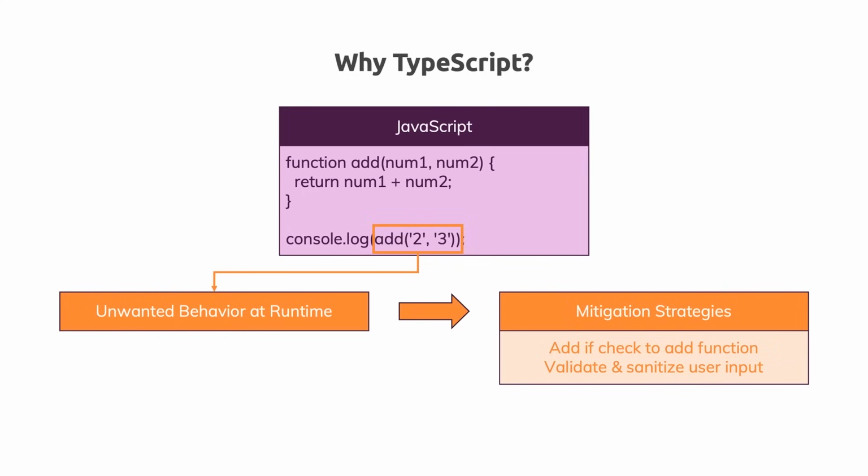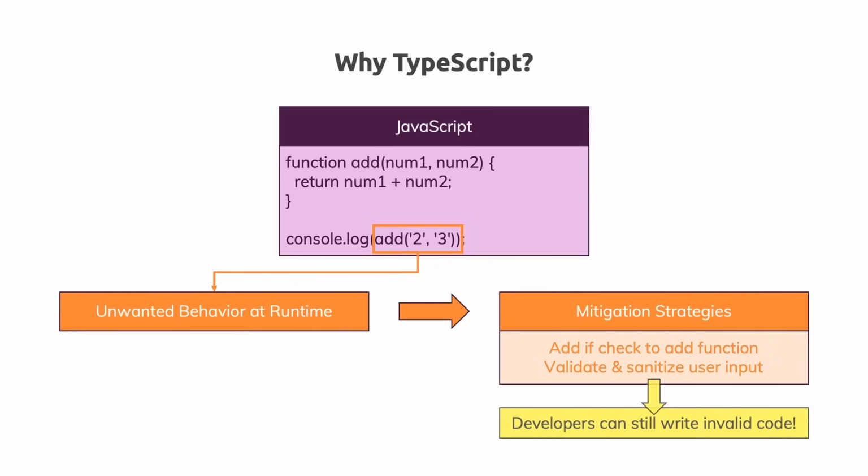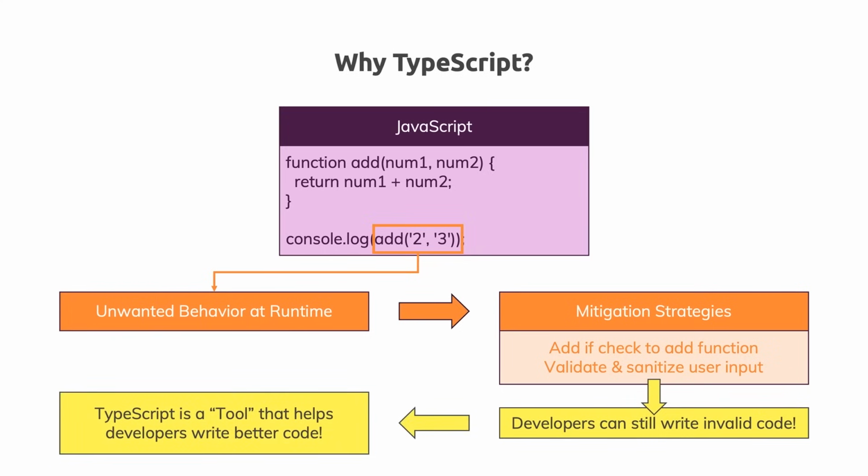And whilst we might want to do all of that, it would also be nice if we could catch errors like this during development already. And thankfully, this is possible with TypeScript, because developers can write invalid code here and introduce bugs like this in JavaScript. And with TypeScript, we have a tool that helps us write better code and avoid such problems. So let's have a closer look at this.